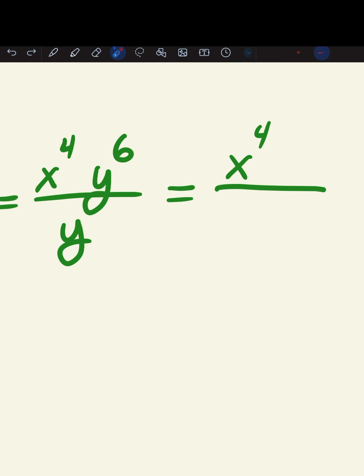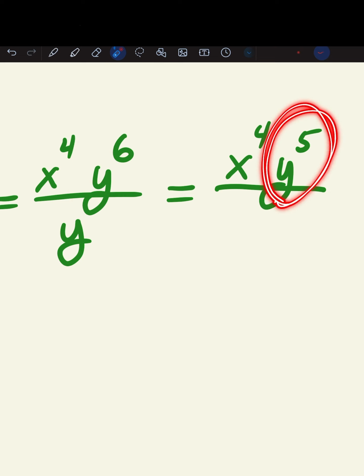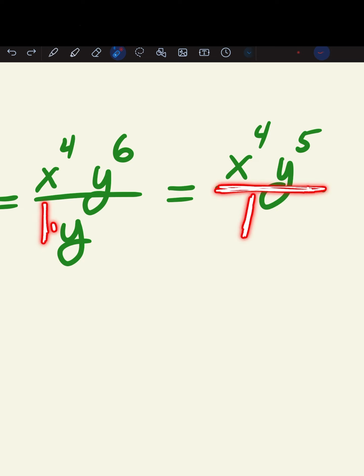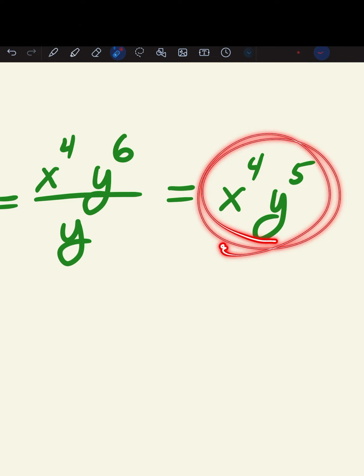There are a few ways to think of this, but ultimately wherever you started with the most y's, in this case 6 is bigger than 1, your answer will always go wherever there were more to start. And in this case we have nothing left on the bottom, but remember there's always an invisible 1 multiplying by our variables, so that invisible 1 would be left behind, and anything divided by 1 is itself, so we can just leave our answer like this.